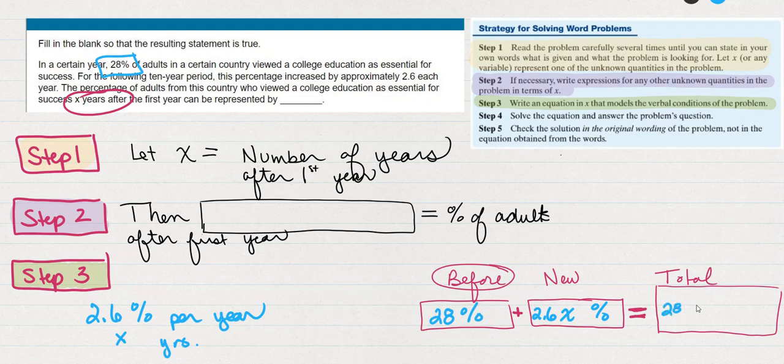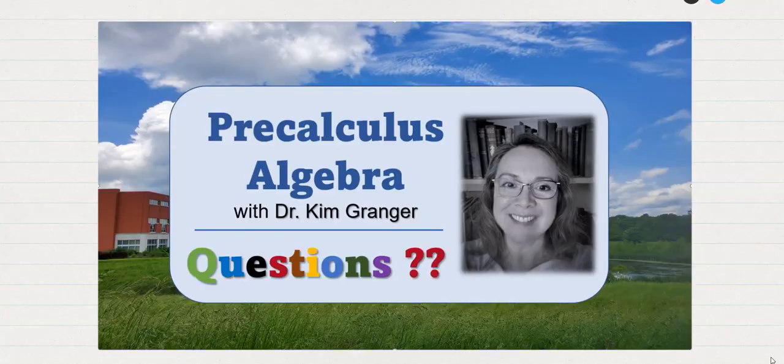There are other ways we could write this, but let's just keep it simple and leave it in that form: 28% plus 2.6% x. And that's all that this problem is asking us to do, because we don't have more information, such as a question that says find in 17 years after the initial year how many people found the college education important, etc.